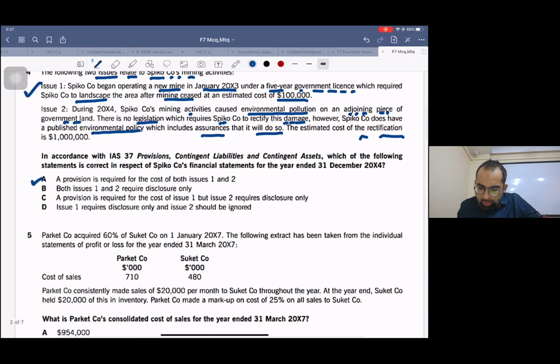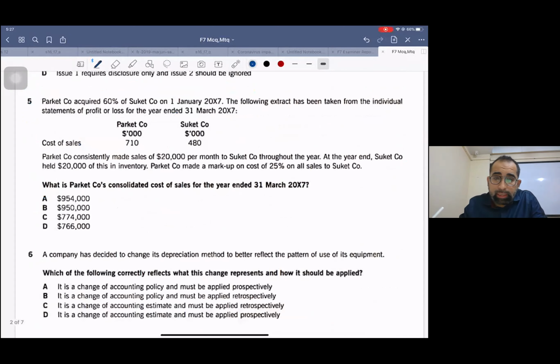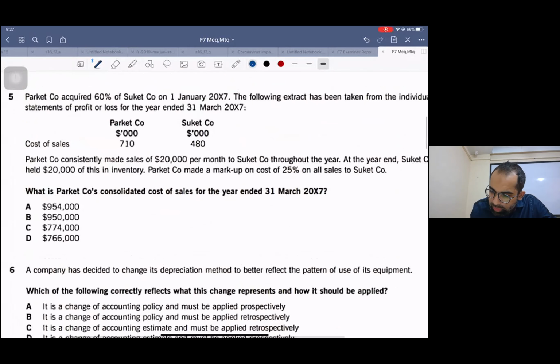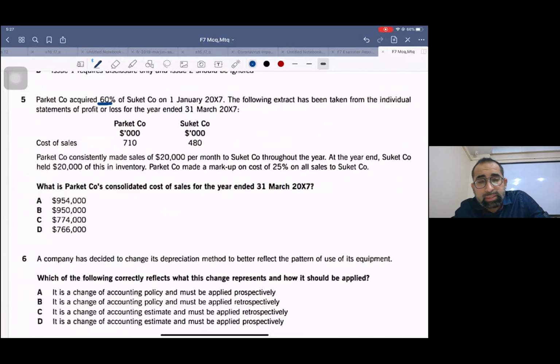Next one is consolidation. The dates are very important, the acquisition date and all. P company acquired 60%, that means the 40% relates to NCI, on 1st January X7. Wait, the year end is 31st March X7. Open your eyes, open your ears, listen. We acquired just 3 months before the year end. The parent company acquired the subsidiary company 3 months before the year end.